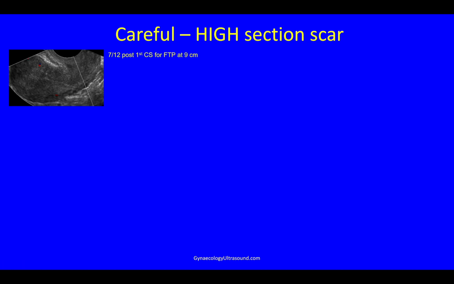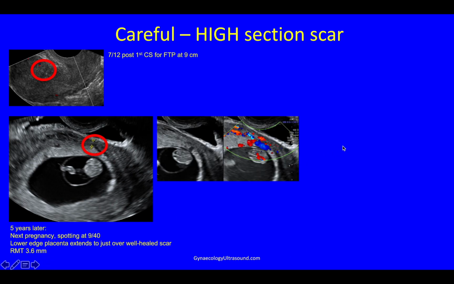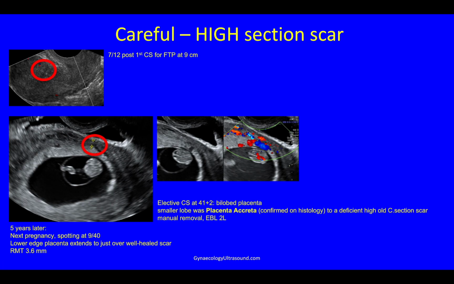At other times you still have to be a little bit careful. If the scar is very high, like in this case, this lady had a caesarean section for failure to progress at 9 centimeters, so it's quite a high scar for that scenario. When she became pregnant 5 years later, the lower edge of the placenta has extended over the well-healed scar, and the thickness was around 3.5 millimeters. You can see that it's actually embedded over the scar by Doppler, and she developed a small bilobe placenta with Placenta Accreta adherent to this very deficient old section scar.